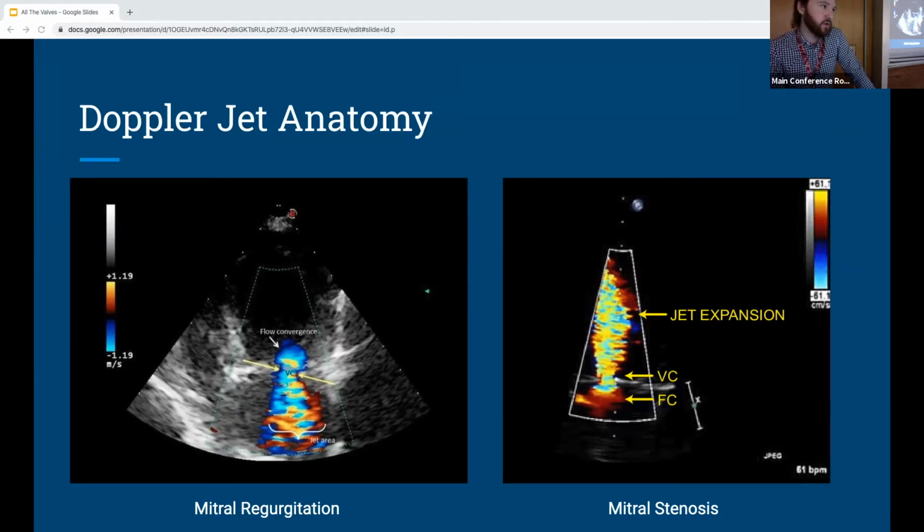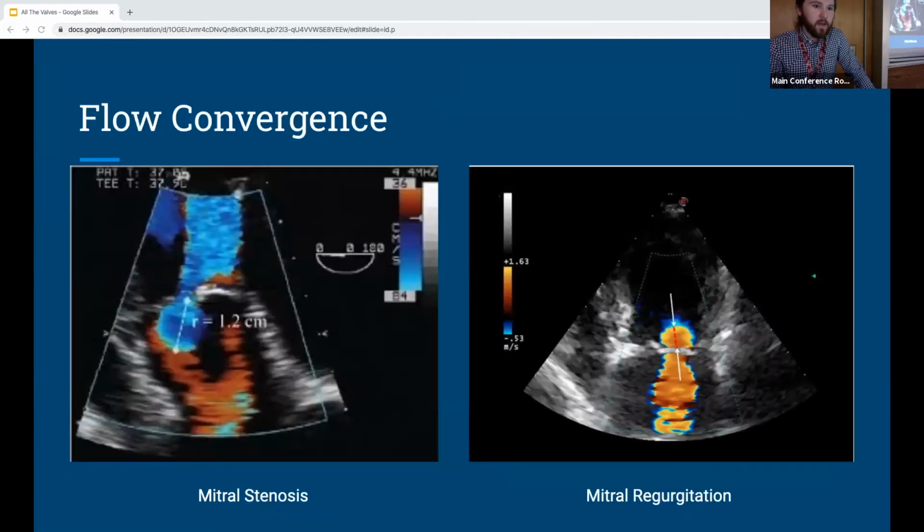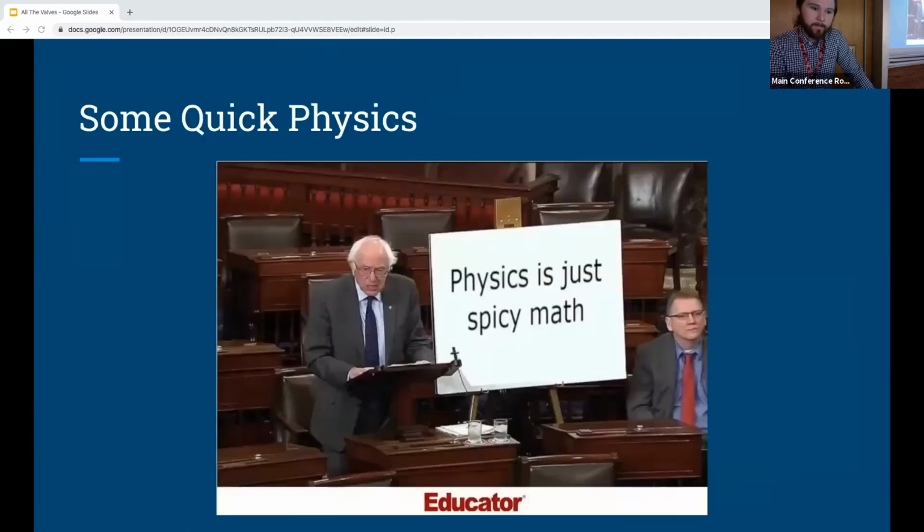You're not going to see the flow convergence. But when you identify these, it increases your suspicion for moderate to severe disease. And this is just a highlight of these flow convergence zones. There's a method of analyzing this called the PISA method, but it was so long and so boring, I'm just not able to touch it.